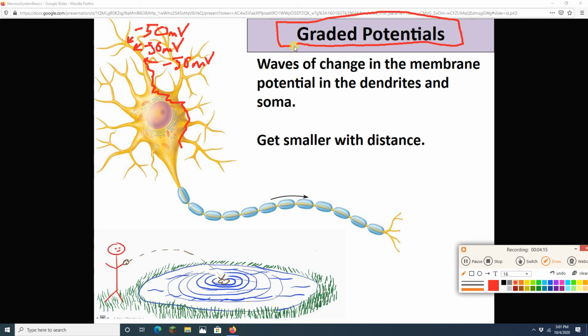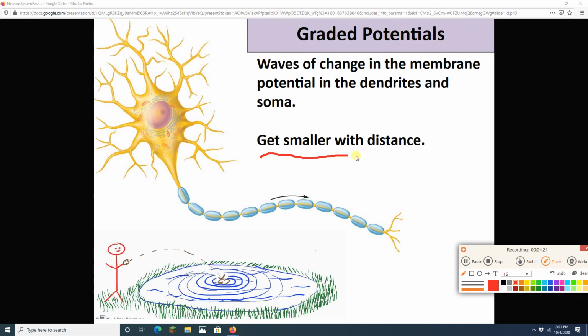And we're going to see them happening in the dendrites and in the soma. However, there is something to consider. Graded potentials get smaller with distance. They decay, they diminish with distance, okay? It's like when I throw a rock into a big puddle. I was going to say lake, but it's not quite a lake, right? I throw a rock in, the rock makes waves. The waves are biggest at the point of entry, then they get smaller as they travel away from where the rock splashed down.